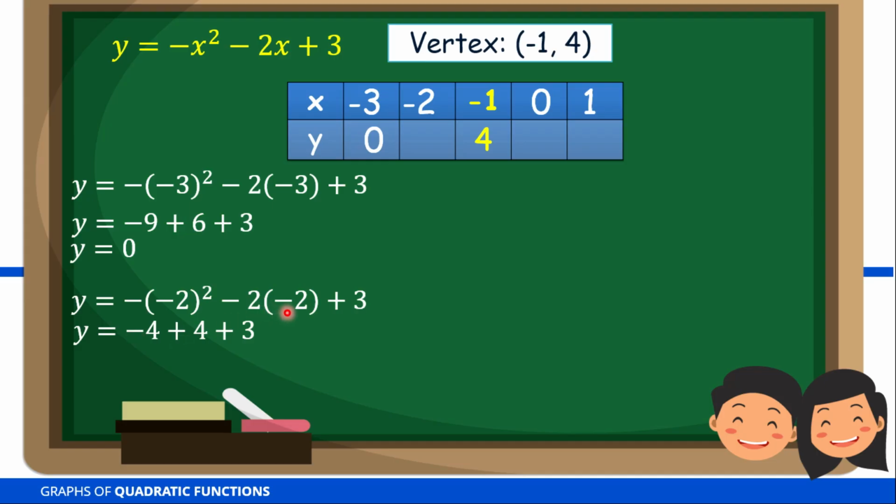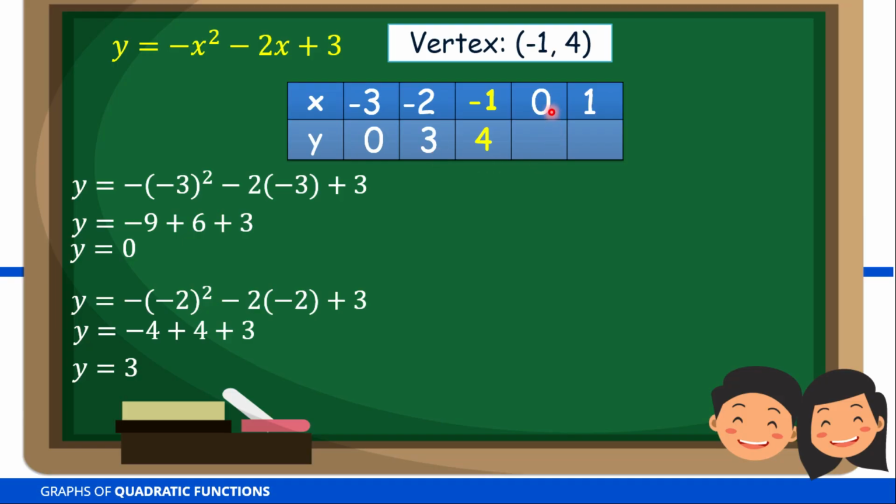And then negative 2 times 2 sa labas, we have negative 4 times the minus sign. Answer is positive 4. Or pwede ring negative 2 times negative 2, that is positive 4. And then kopyahin natin yung plus 3. Simplify, negative 4 plus 4 plus 3, answer is positive 3. Therefore, kapag ang x ay negative 2, ang y ay positive 3.